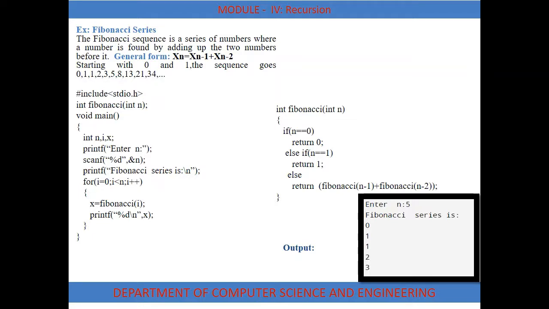Now again increment the value of i by 1. i is equal to 2. Is 2 less than 5? Yes. So pass the same value to the function. So call the function. Check the condition. If 2 is equal to 0, false. So go for the else if part. Is 2 equal to 1? That is also false. So now go for the else part.